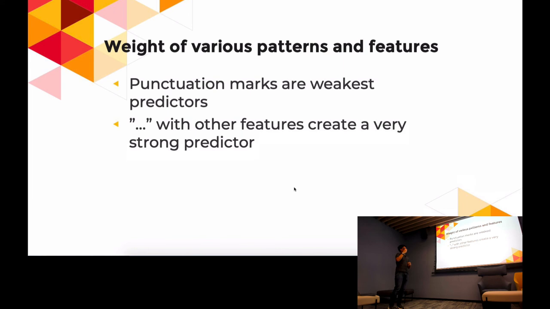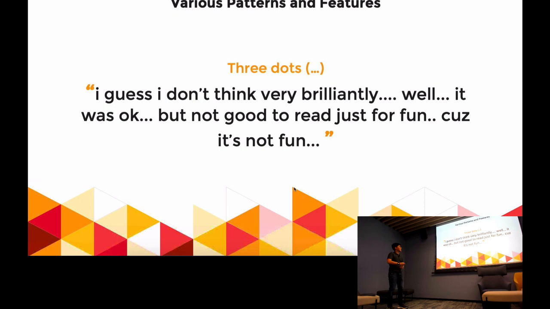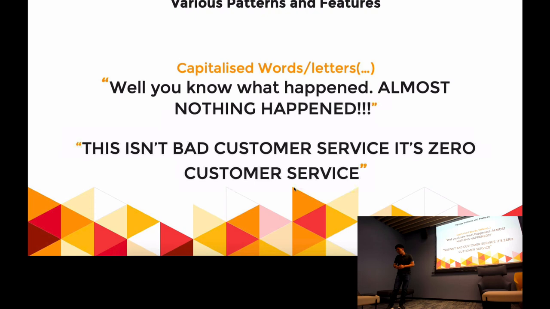They realized that punctuation marks are actually the weakest predictors, different from what we mentioned earlier. Also, these three dots, with other features, are a very strong predictor. Given, for example, this sentence: "I don't think very really... well... it was okay..." If you see a lot of dots, probably it's sarcastic. That's what they think. As well, if it's capitalized words, like "almost nothing happened," "this isn't bad," "customer service, it's ZERO customer service," if it's capital letters, probably it's sarcastic.